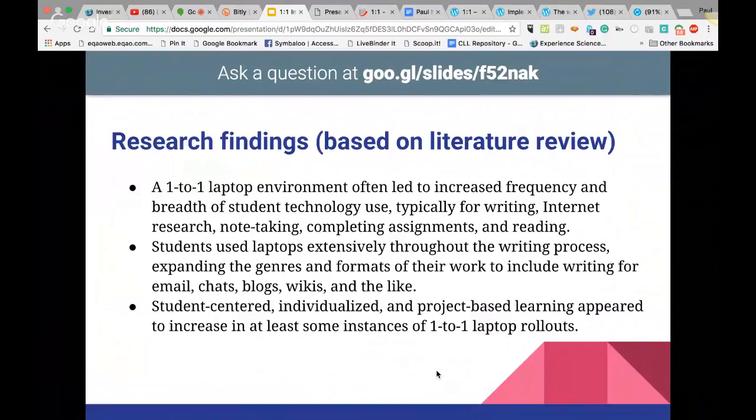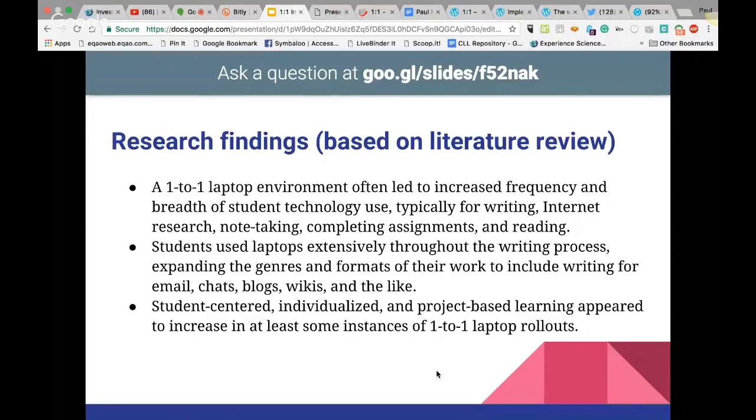It allowed definitely for more student-centered, individualized, and project-based learning. That definitely was something I saw on the increase, because the different types of programs, which I'll get into in a minute, that the kids were using naturally lent themselves to project-based learning.